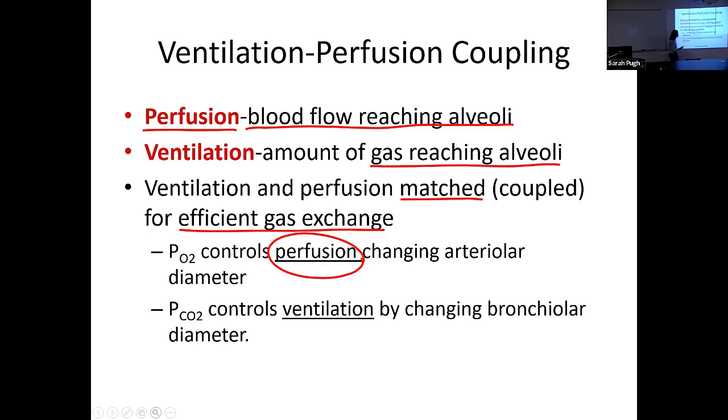CO2 levels will control ventilation by changing bronchiole diameter. If the amount of CO2 in your body starts to go up, that's a waste, right? We got to get rid of it. We got to breathe faster. So if CO2 levels start to go up, your bronchioles typically dilate and get bigger so that you can move air faster, and you'll typically breathe faster to help with that gas exchange. Okay, so CO2 levels control ventilation, breathing rate. Oxygen levels control blood flow getting to the lungs, and those have to be coupled to each other.